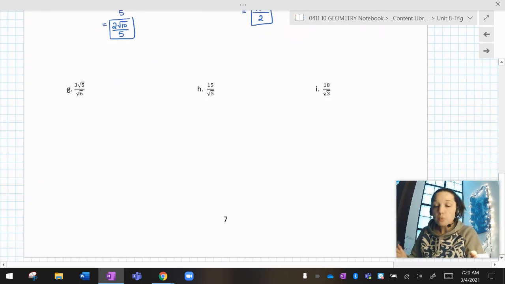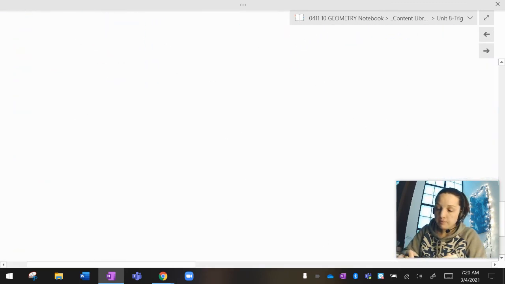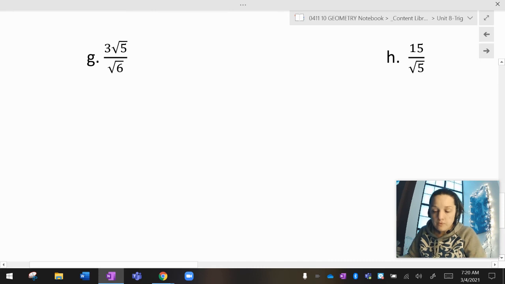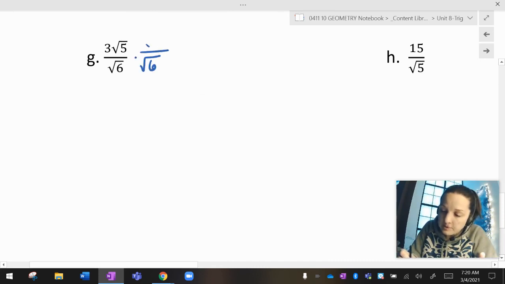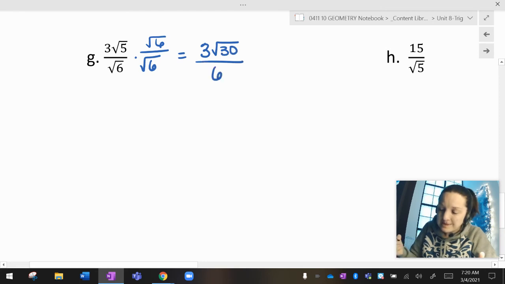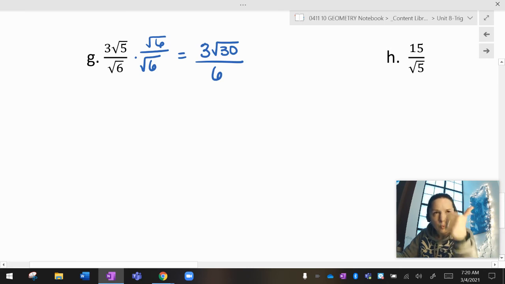How are we doing here? 3 more. Let's do it. 3 root 5 over root 6. Got a radical on the bottom. Let's multiply by it. So on top, 3 root 5 times root 6 becomes 3 radical 30. And root 6 times root 6 is 6. And then I'm going to say, okay, 30. Does that have any perfect square factors? 1 and 30, 2 and 15, 3 and 10, 5 and 6. Nope. Square root of 30 doesn't break down anymore.